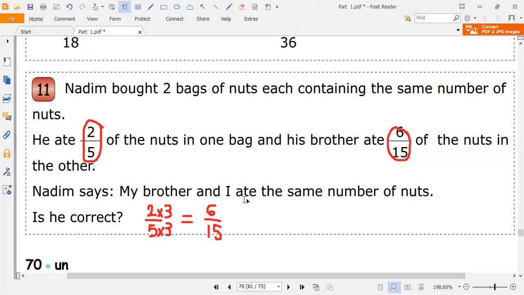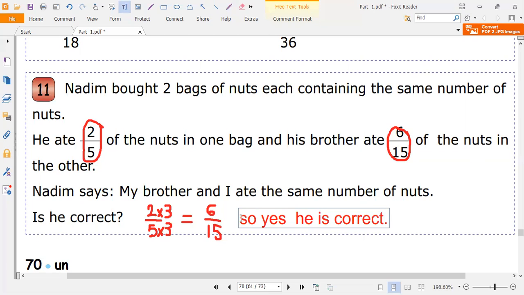So he is correct. Yes, they ate the same number of nuts. So yes, he is correct. And thank you.